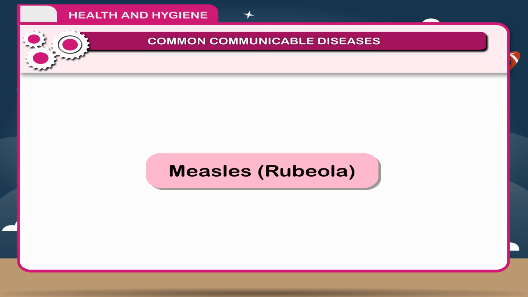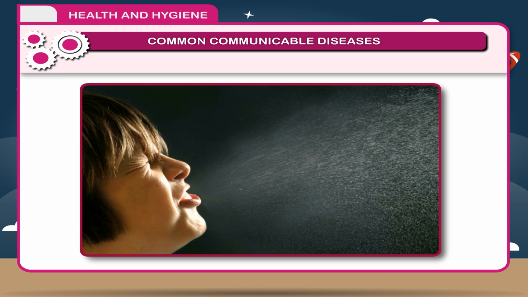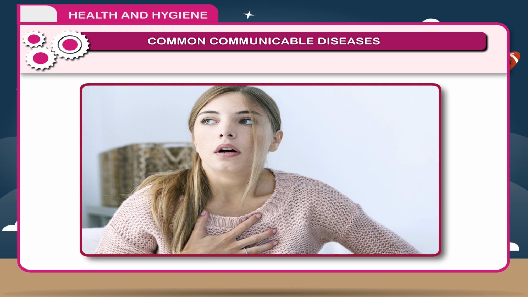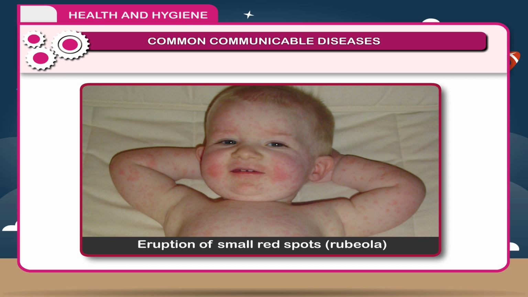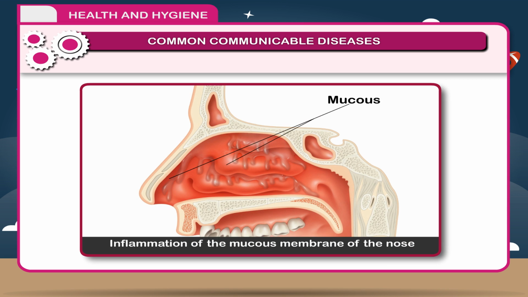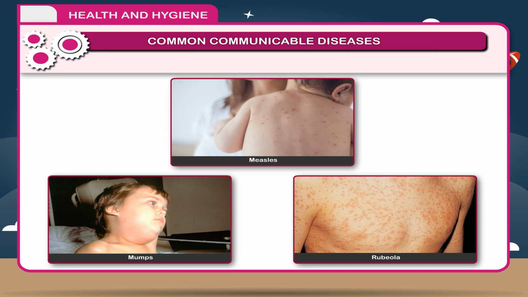Measles, rubella. Measles is a common childhood disease caused by a virus which is highly communicable. Measles is usually spread by droplet infection and invasion is through the respiratory tract. Symptoms: eruption of small red spots, rubella, inflammation of the mucous membrane of the nose. Treatment: Schwartz vaccine induces immunity against measles. Nowadays, children are vaccinated after 15 months of age with combined vaccine called MMR: measles, mumps and rubella.